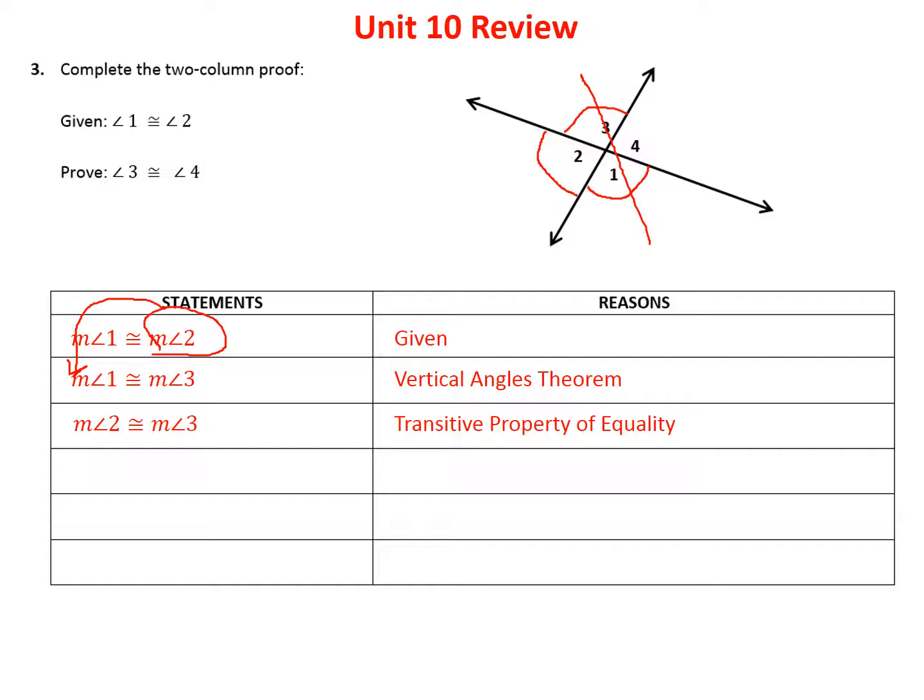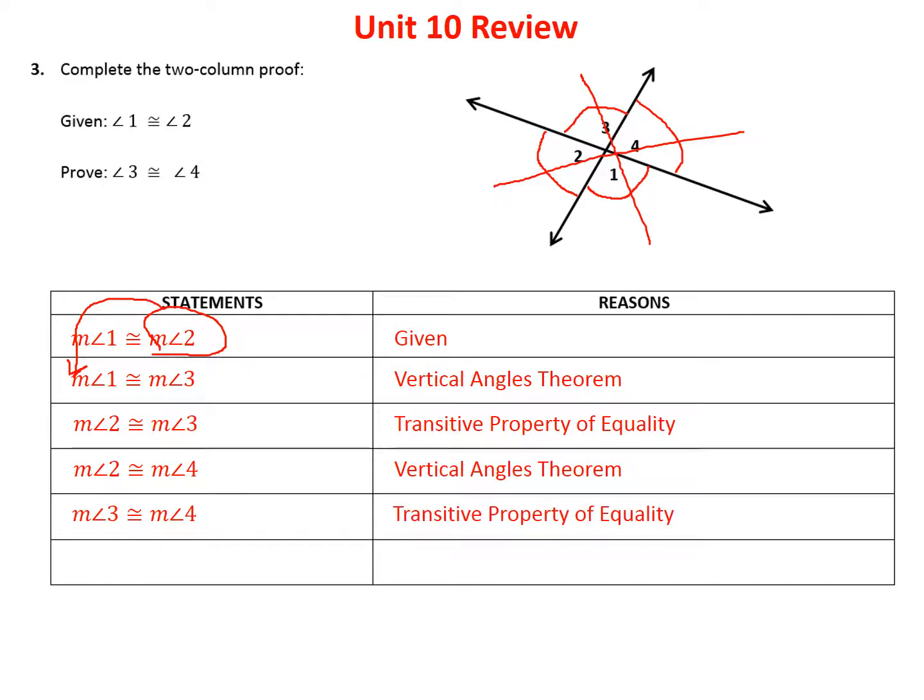And notice, by the way, when I marked it here, I should have noticed if these two are equal, then these are equal, then, oh, by the way, these must be equal too. Similarly, my next step, I know that 2 equals 4. Why do I know that 2 equals 4? Because they're vertical angles too. And then by the same process, notice that if 2 equals 3 and 2 equals 4, then by the transitive property, 3 must equal 4. And therefore we've proved it.